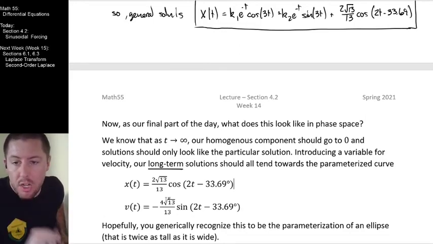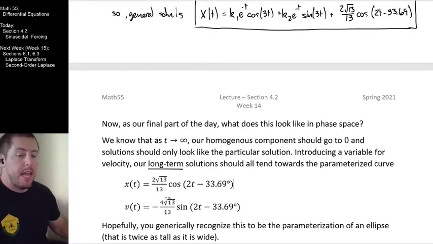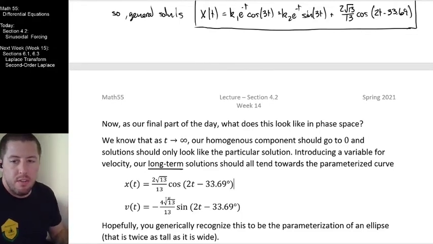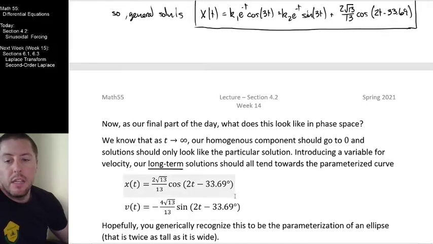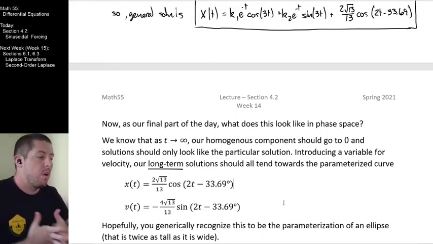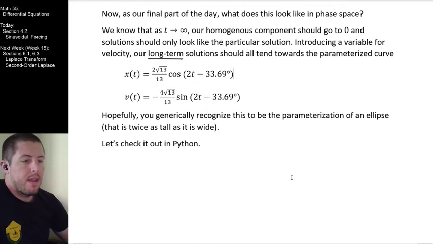That's not just what our trajectories look like. That's what it looks like once we've gone out far enough in time that we've let our homogeneous components go to 0, right? So again, I'm expecting this stuff to do kind of whatever it wants at the beginning when there's still some meaningful contribution coming in from the homogeneous solutions. But in the long run, it's going to tend towards the particular solutions. In the long run, it should tend towards being an ellipse in phase space that is more vertical than it is horizontal.